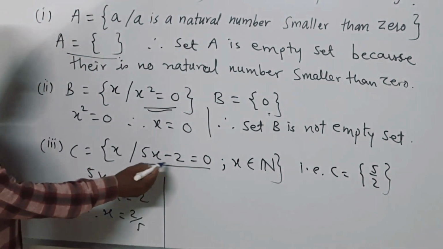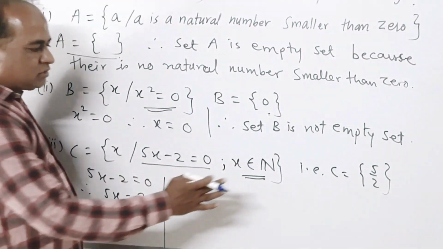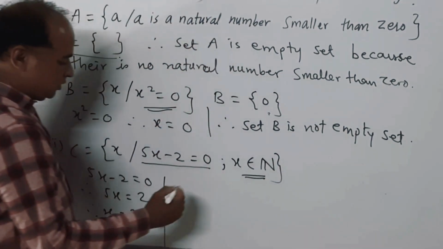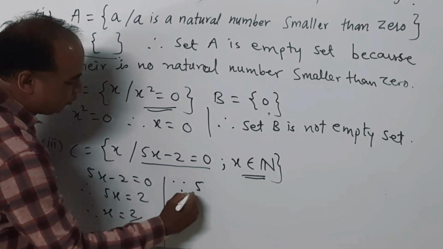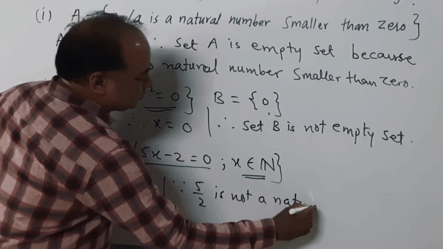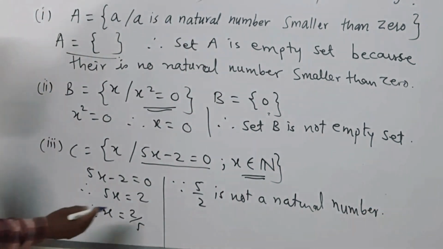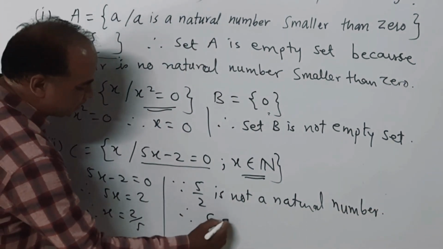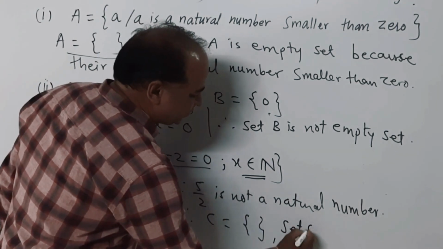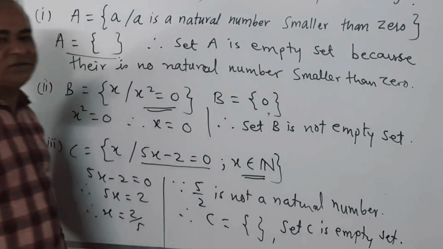But here this condition is not applicable since x belongs to natural numbers. The condition is not applicable since 2 upon 5 is not a natural number. Therefore set C is what? Empty set. Therefore set C is an empty set.